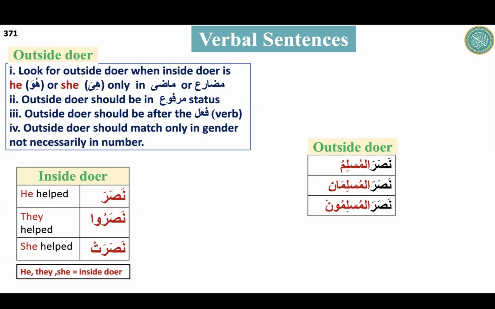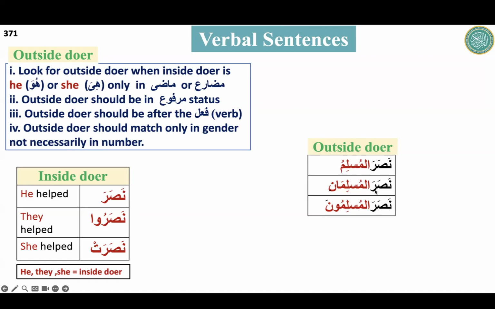Thank you very much, Brother Kabir. If it is Nasara al Muslimu, the inside doer is he. We have to look for the outside doer. It should be in rafa status. So you have to take that outside doer, replace it with the inside doer, and start: Muslim helped. But if it is Nasara al Muslima, now there is a noun that is not in rafa status, so we will not replace it. We will start the translation from here: he helped the Muslim.